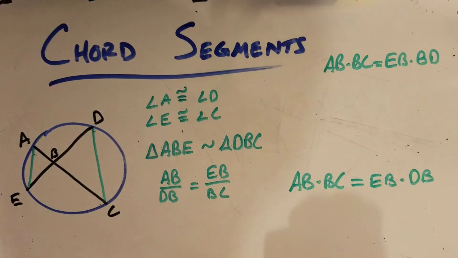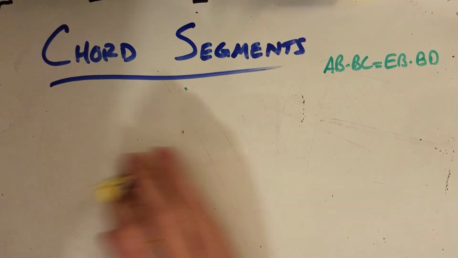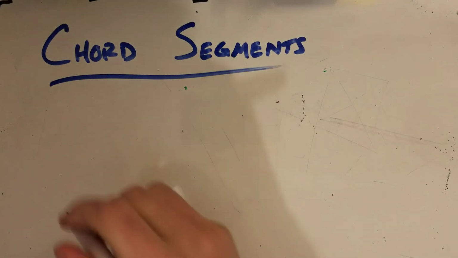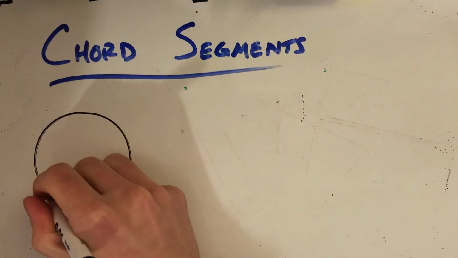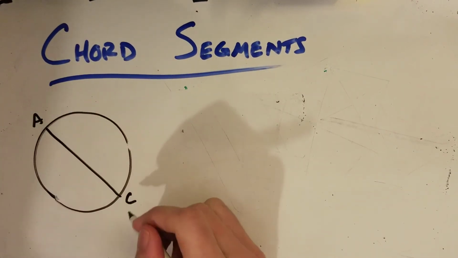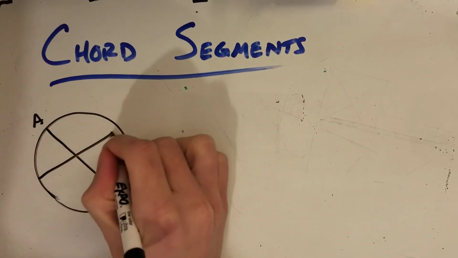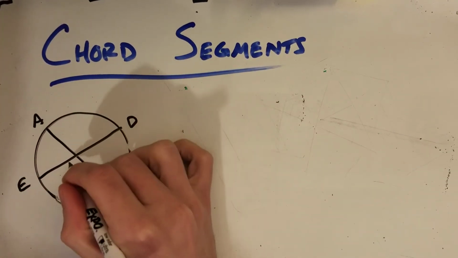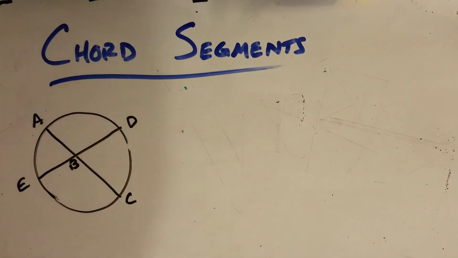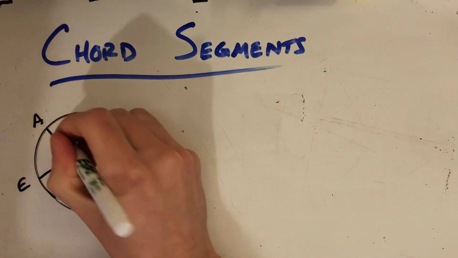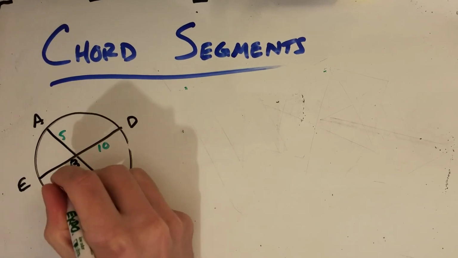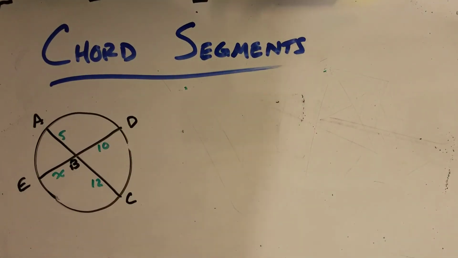Find the missing side. Let's take one right out of the book, this first one. We have chord AC and chord ED, and this is point B in the middle. We are given that this length is 5, BD has a length of 10, BC has a length of 12, and EB has a length of X. We want to find the value of X.